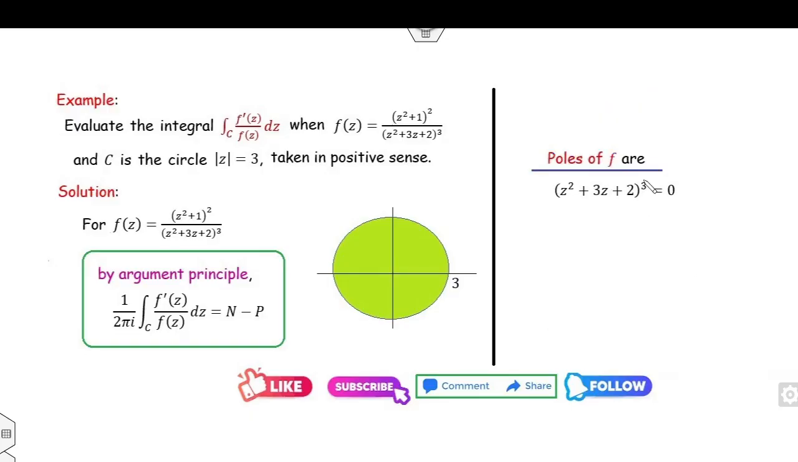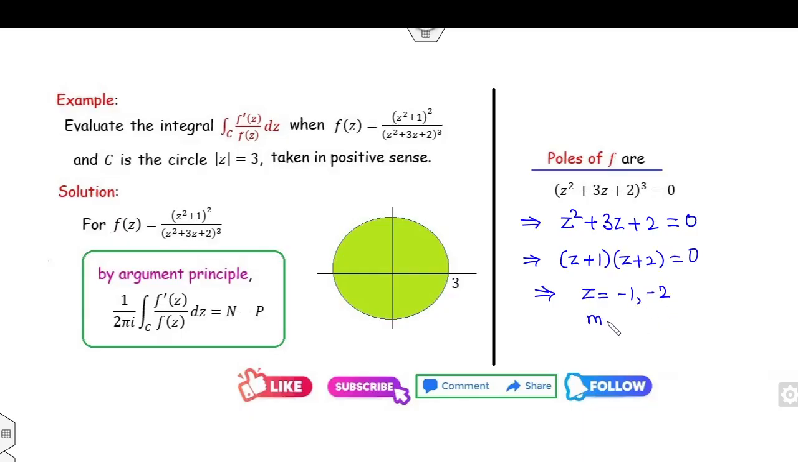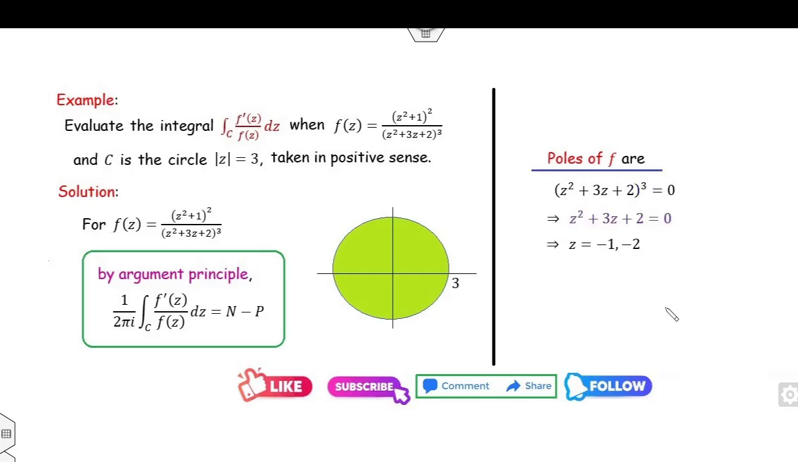Similarly, I can find the number of poles by taking the denominator part as 0. Can you find the value of z? z square plus 3z plus 2 is equal to 0. So I can factor it: (z plus 1)(z plus 2) is equal to 0. So that implies z is equal to minus 1, minus 2. What is the multiplicity? The multiplicity is 3.